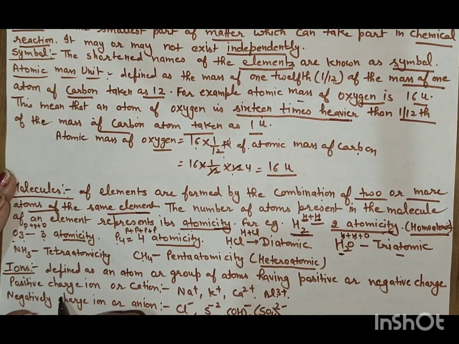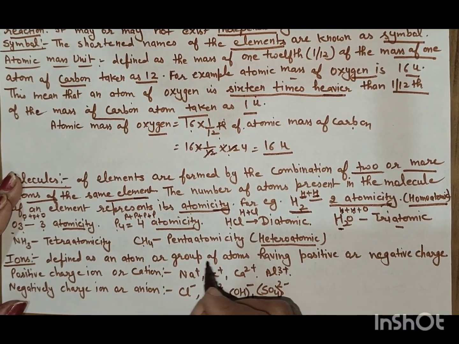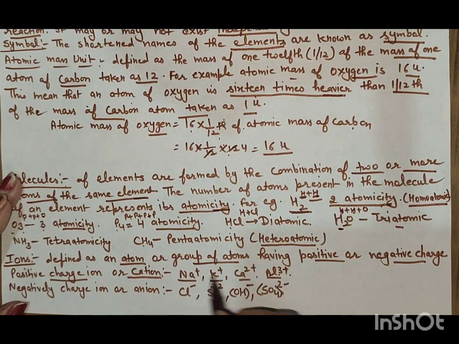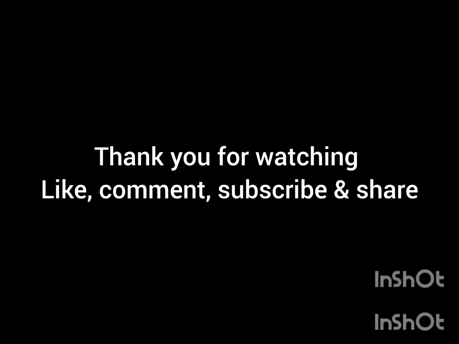Ions. An ion is defined as an atom or group of atoms having a positive or negative charge. A positively charged ion is called a cation. Sodium, potassium, calcium, aluminium all carry a positive charge and are cations. Negatively charged ions are called anions. Chlorine, sulfide, hydroxide, sulfate all carry a negative charge. These are the anions.